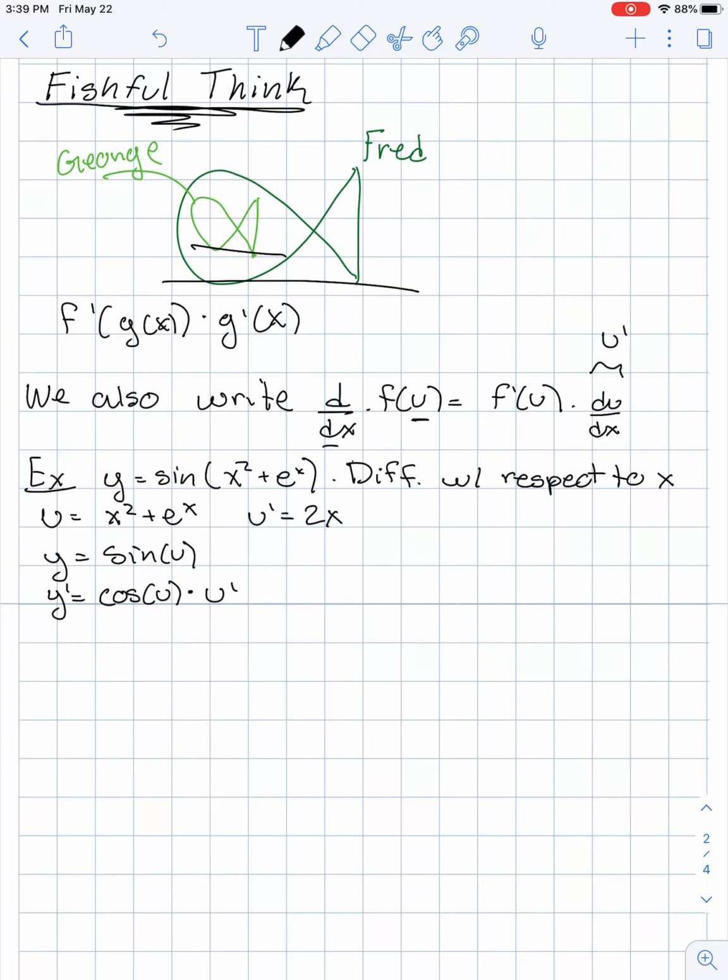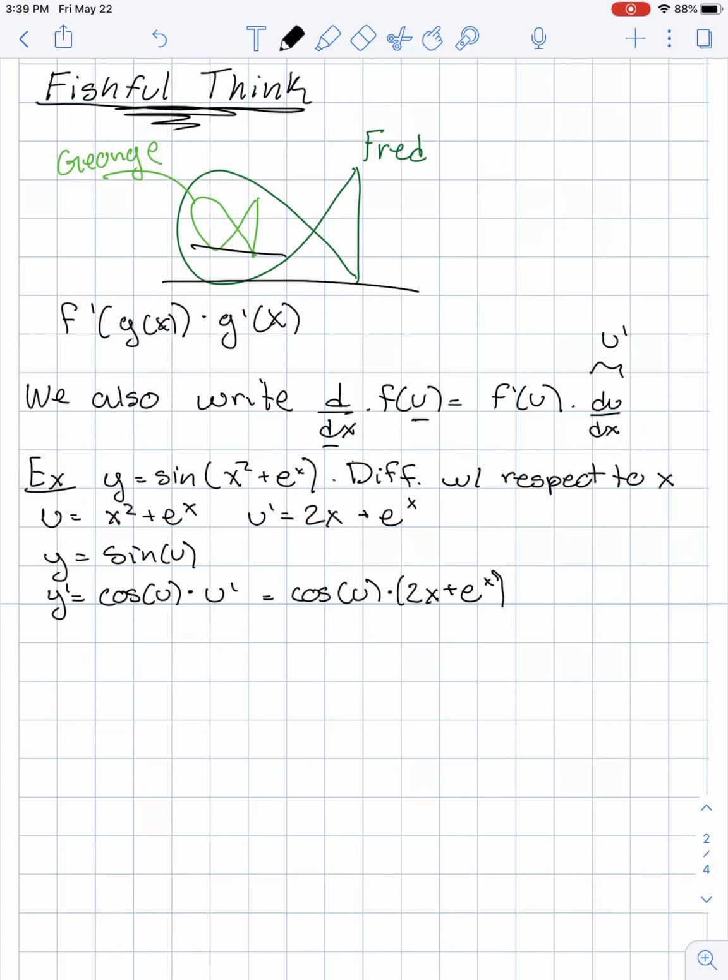And then what's u prime? Well, I go back up to u, I find its derivative, I use power rule on x squared, that gives me 2x, plus I know e to the x's derivative is just e to the x. Coolio. So then I can plug that in. I have cosine of u times (2x plus e to the x). Careful here. I need to add parentheses around here. I'm only multiplying cosine by 2x.